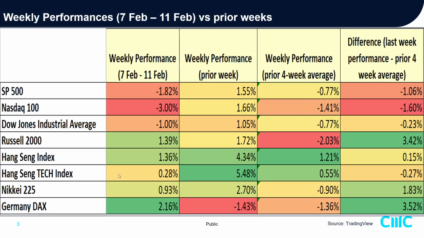And what's interesting is we start to see the Hang Seng and Hang Seng Tech Index slowly inching up with decent gains throughout the week and the prior 4 weeks. If you look at the prior 4 weeks, it's an average of 1.21% for the Hang Seng Index and 0.55% for the Hang Seng Tech Index.